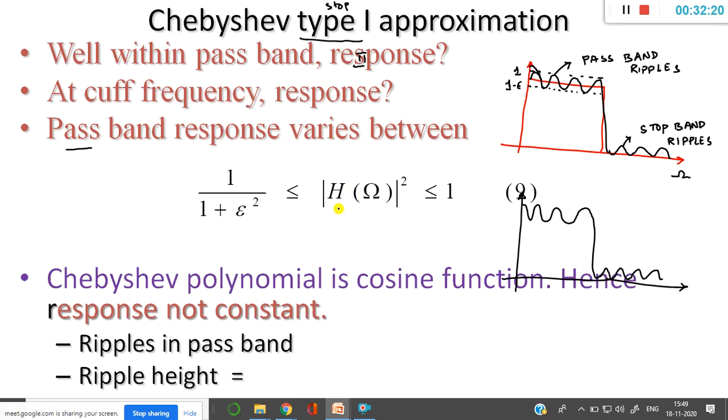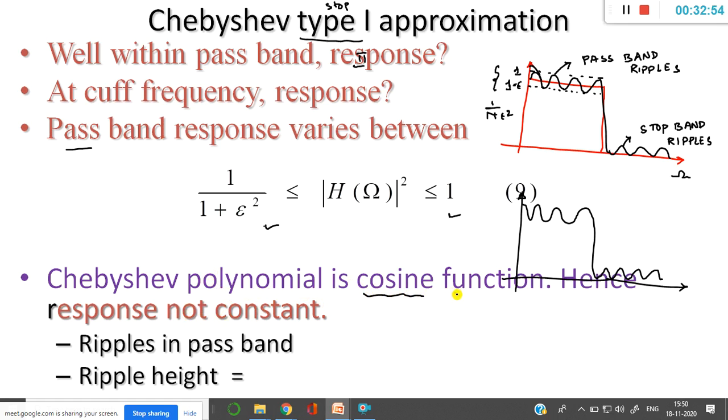So this is one disadvantage. That's where the passband frequency response will be varying. You cannot say that it is exactly one, or rather, sorry, that this value is going to be 1 by the square root of 1 plus epsilon square. So you cannot give the assurance that the value will lie here. The responses will be varying within the passband, well within this particular range.